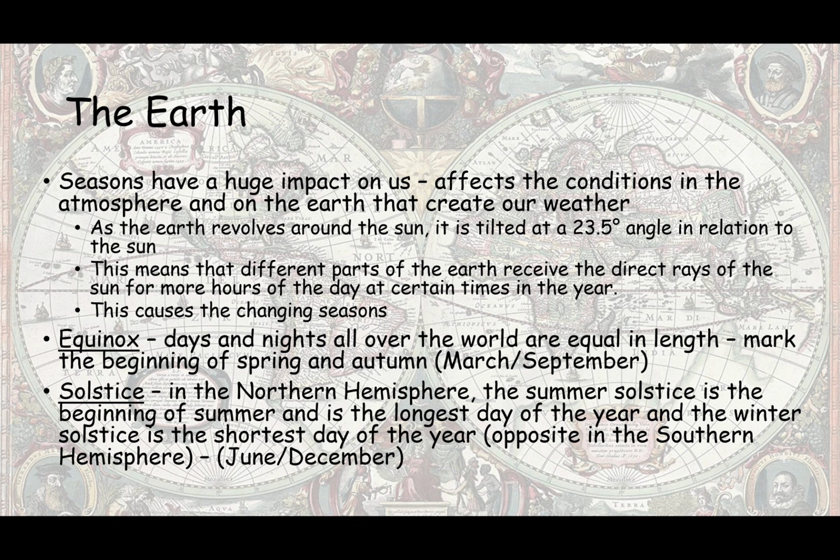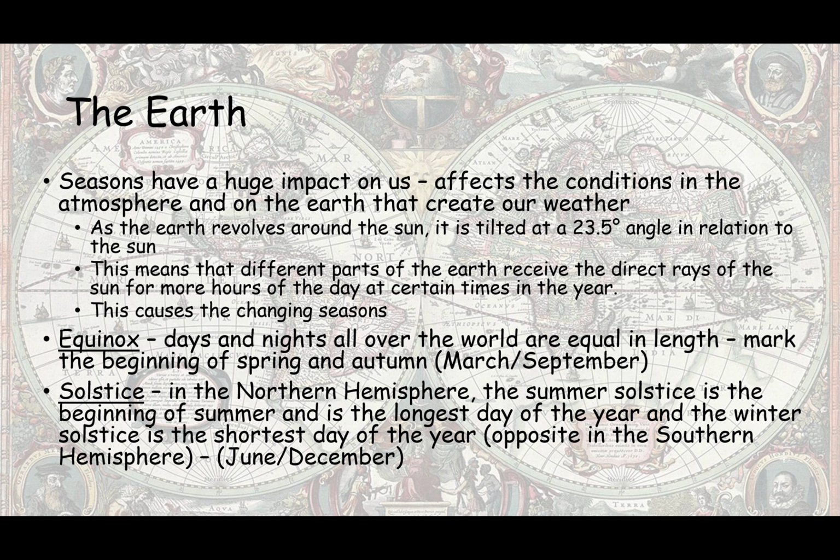Okay, so as the earth revolves around the sun, it's tilted. The earth is tilted at a 23.5-degree angle in relation to the sun. And so that means that different parts of the earth receive the direct rays of the sun for more hours of the day at certain times of the year, and that causes seasons.